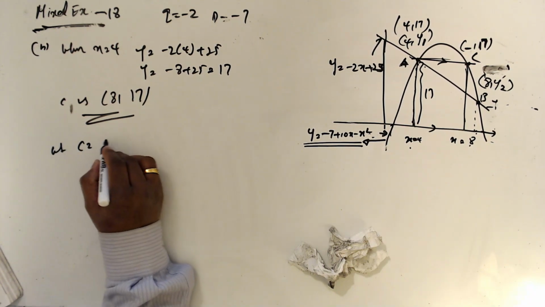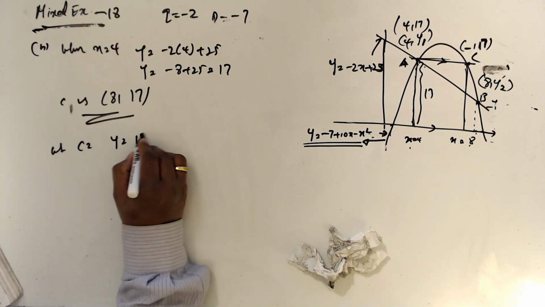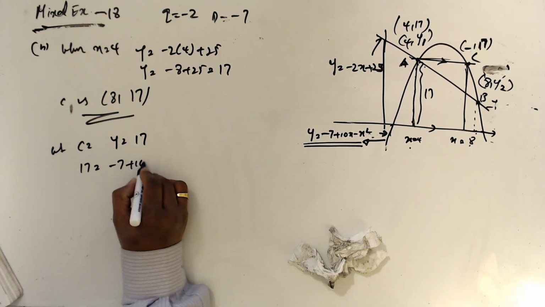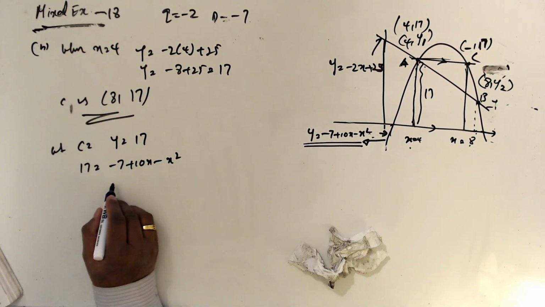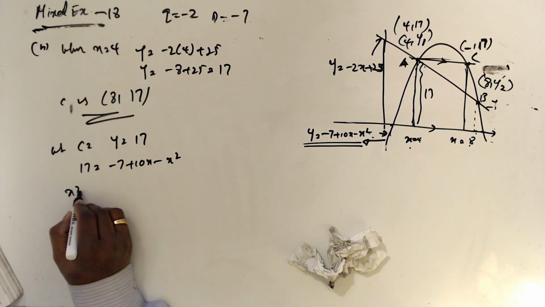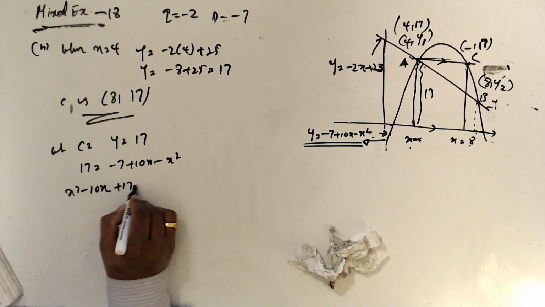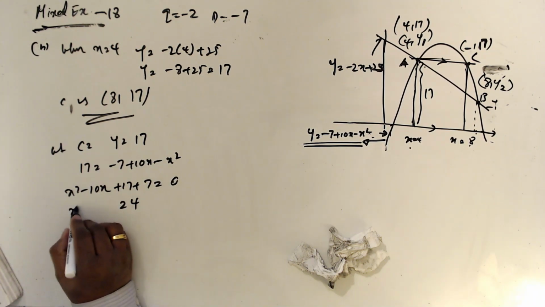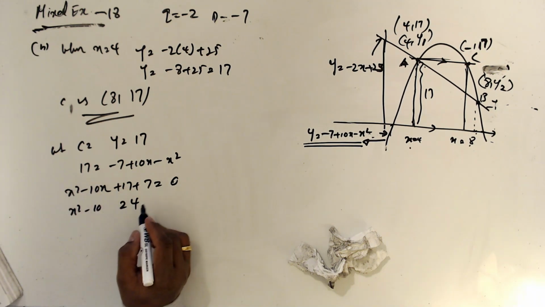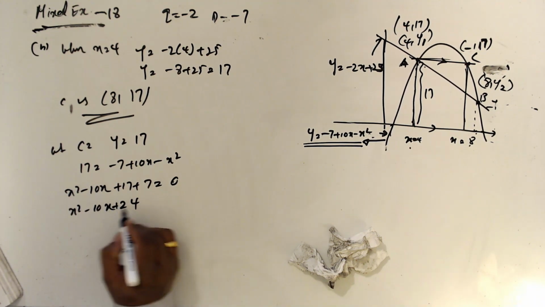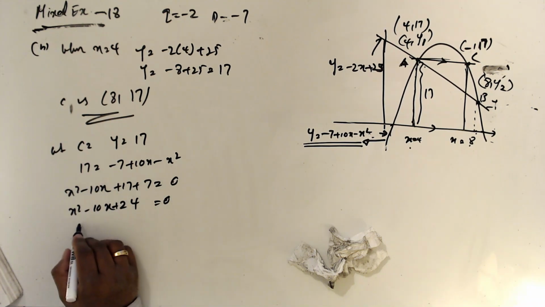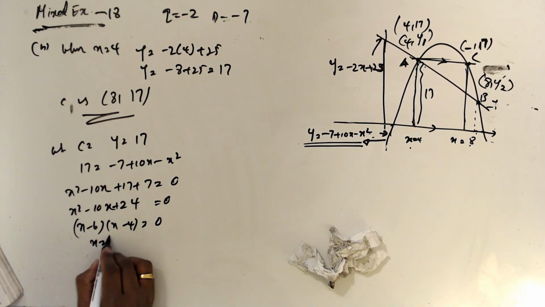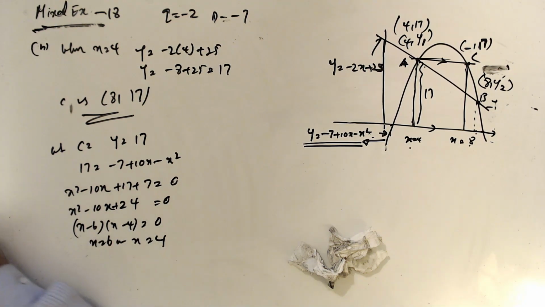At C, y equals 17. Then 17 equals minus 7 plus 10x minus x square. So I'll bring everything here: x square minus 10x plus 17 plus 7 equals 0. x square minus 10x plus 24 equals 0. So (x minus 6)(x minus 4) equals 0, x equals 6, x equals 4.